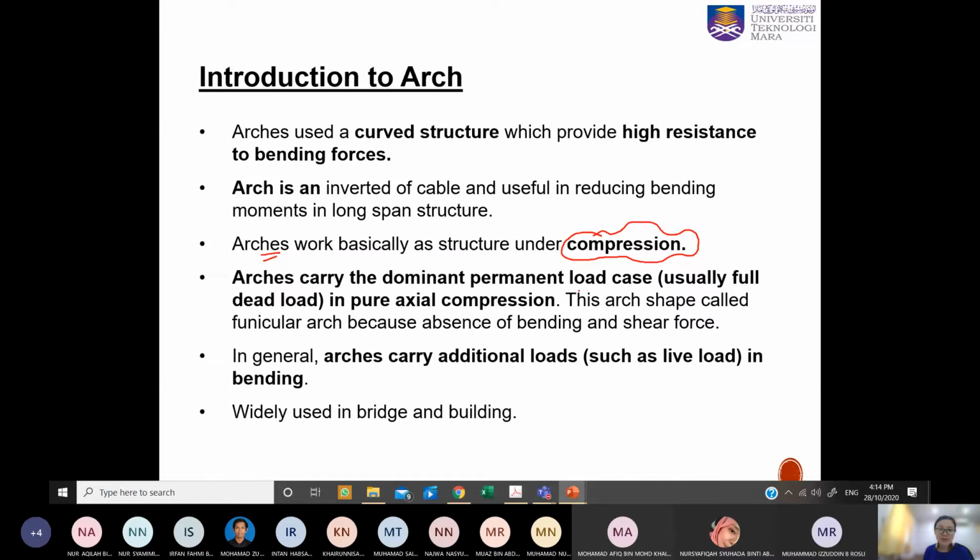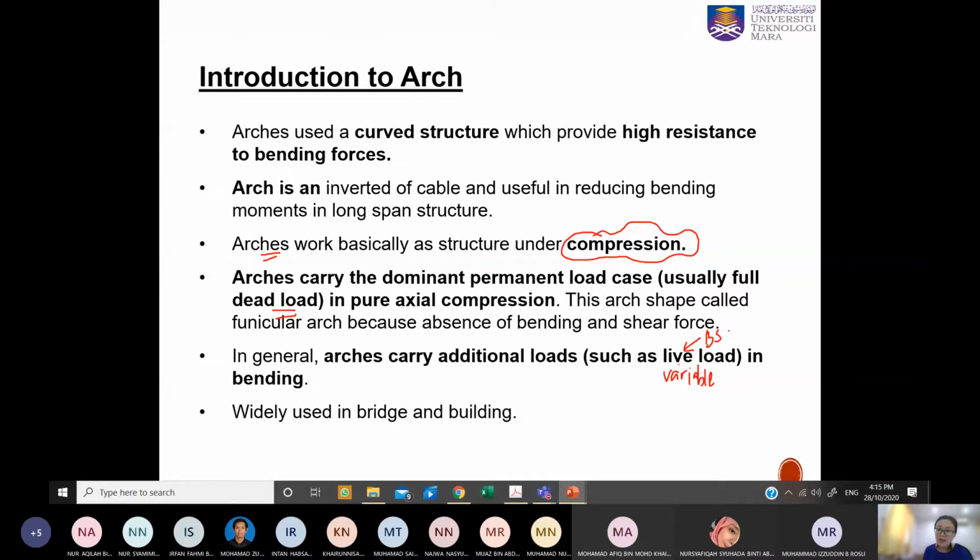And here it mentions that this is usually dominantly a permanent load case. That also means that the dead load is something the arch is good at carrying. Of course, it also carries live load, or nowadays if you are using Eurocode, we term it as variable loads.